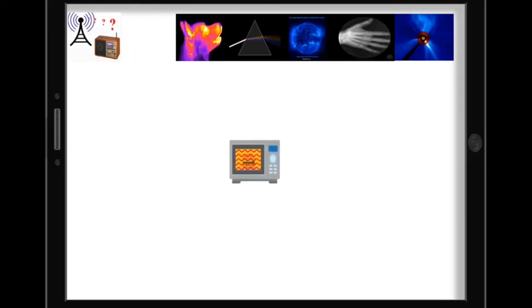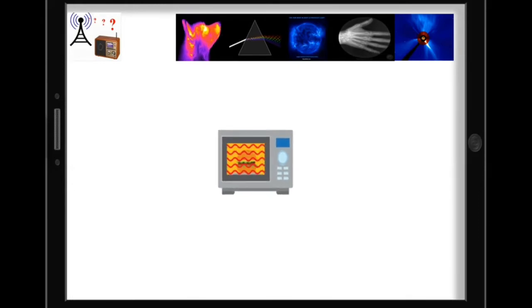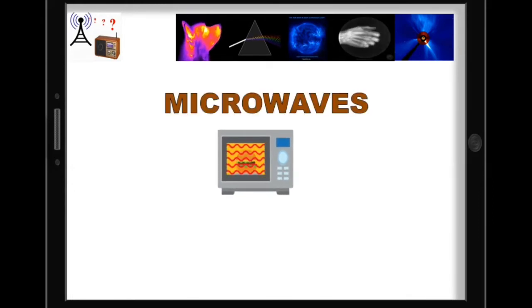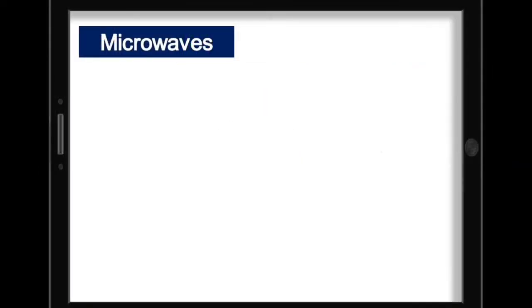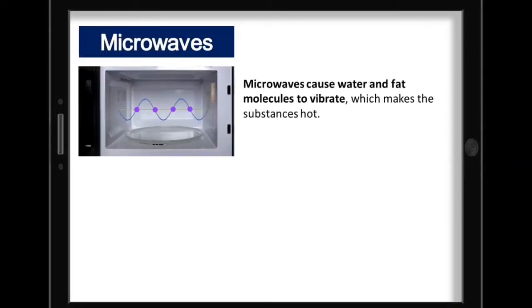Since you now know the different uses of radio waves, the next type of EM wave is known as microwaves. Microwaves cause water and fat molecules to vibrate, which makes the substances hot. So we can use microwaves to cook many types of food.